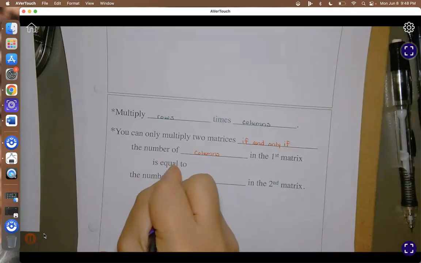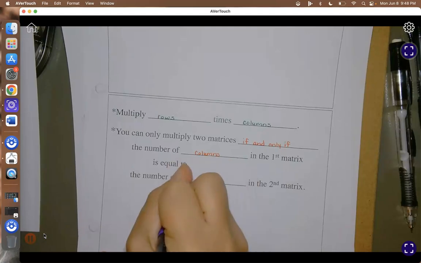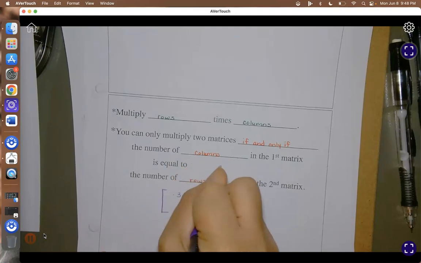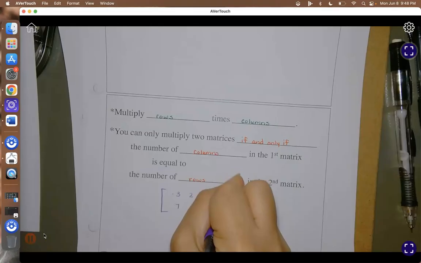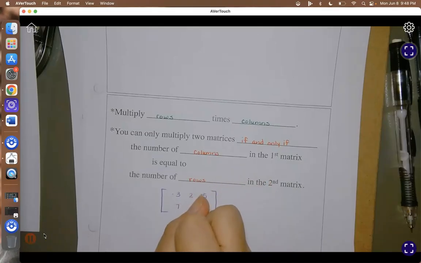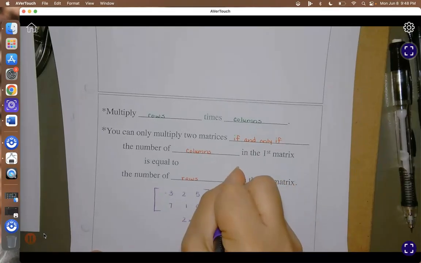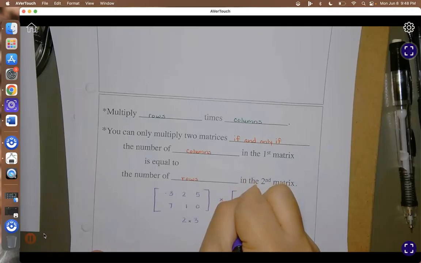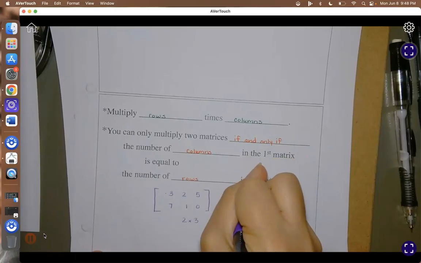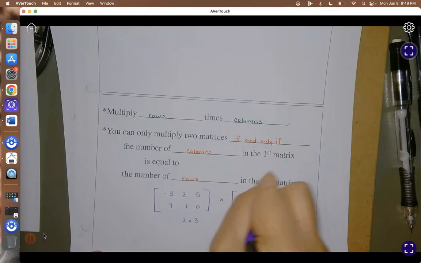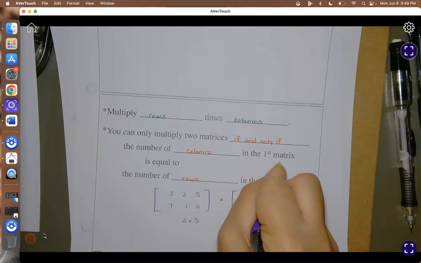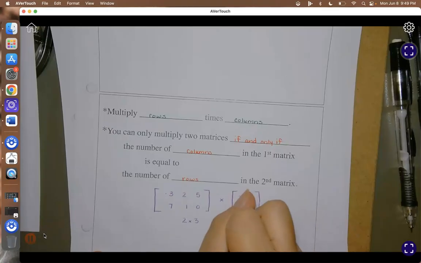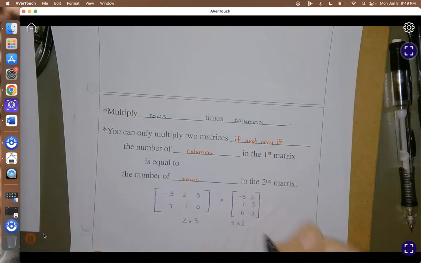Alright, so we have this matrix that's -3, 2, 5, 7, 1, 0. This matrix is a 2 by 3 matrix. And let's say we want to multiply it by a matrix whose first row is -8, 2, second row is 1, 5, third row is 0, -3. So that means that this is a 3-row by 2-column matrix.